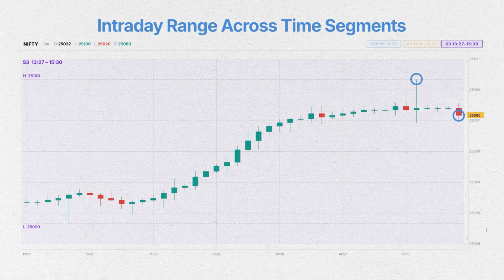Now the range has further extended by 30 points, so the total range now will be 25,100 minus 24,990, which is 110. Now of this 110, if we have to figure how much of it happened in S1, S2 and S3, we would have to do the following.